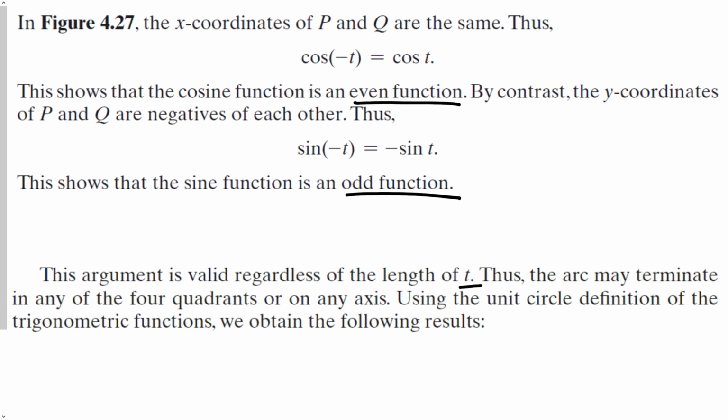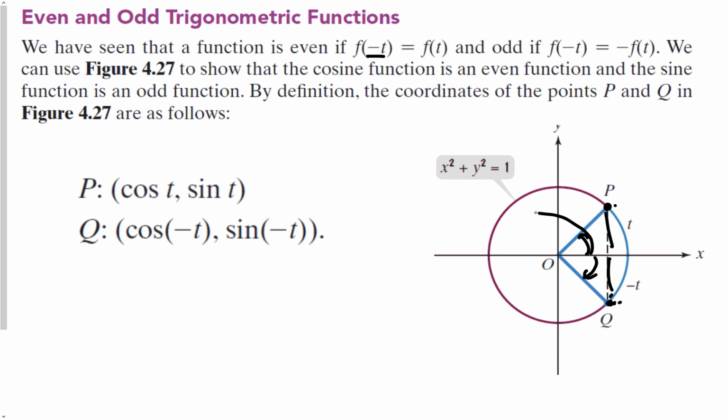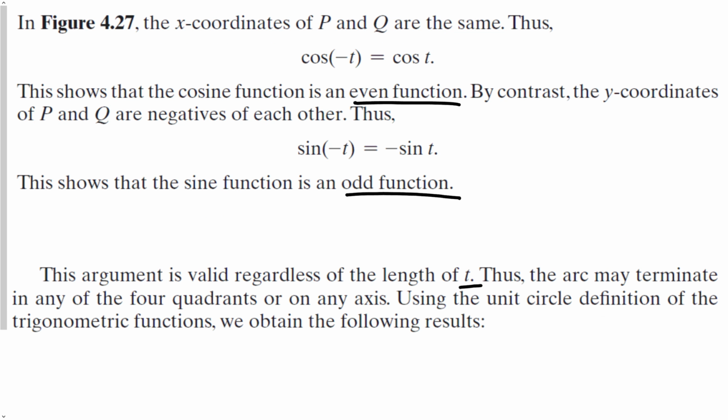And it doesn't matter the length of the angle, okay? No matter what. If you spin all the way to here, and then you spin backwards over to here, it still has the same x coordinate, both negative, doesn't matter, but opposite y coordinates. Okay, so this is going to be the same no matter what.